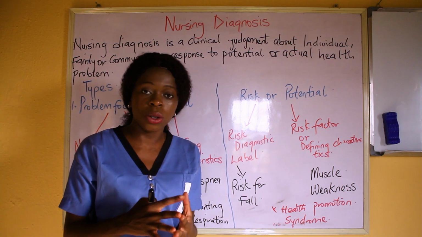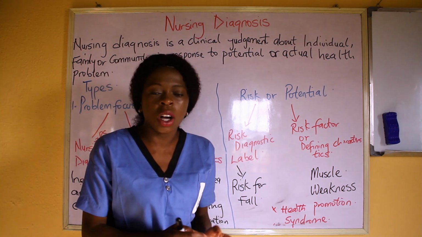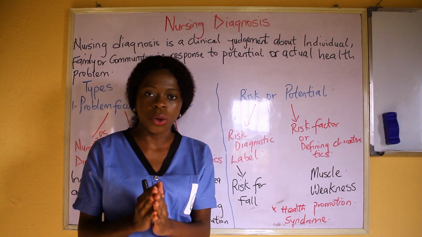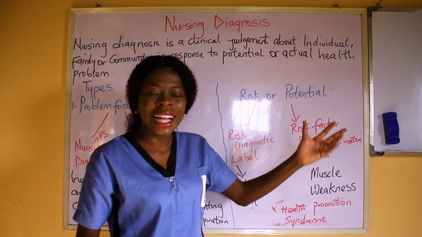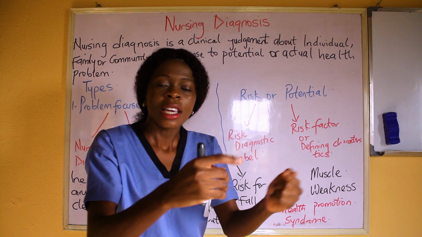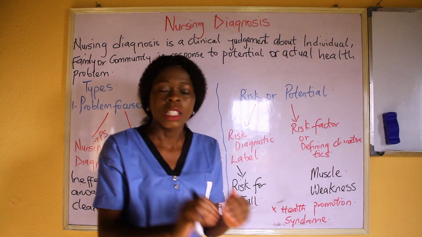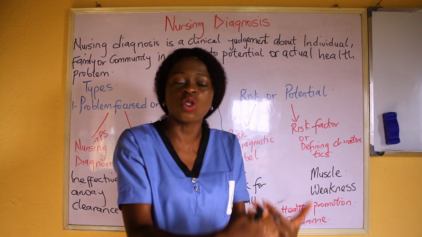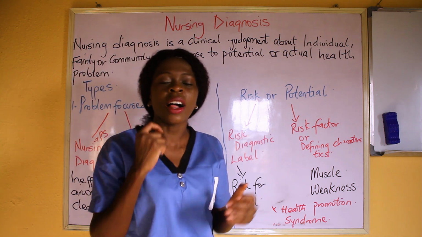The second type of nursing diagnosis is a risk or potential nursing diagnosis. Why is it called a risk or potential? Remember, in the actual, we said that the signs and symptoms are obvious. You are seeing it in that patient at the point of assessment. But in risk or potential, the signs and symptoms are not there. You are not seeing it. But you are assuming, oh, if this patient is not taken care of, the patient might likely develop infection. The patient might fall down. So it's a risk for it. It has not happened. So that is why it's called risk or potential nursing diagnosis.